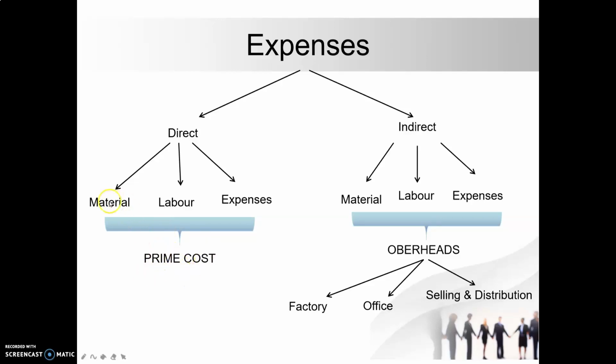Prime cost, which is material, labor and expenses, when we add them, we find the prime cost. Prime cost is completely direct in nature, and the rest are all indirect in nature. We add prime cost, factory cost, office cost and selling and distribution cost to find out the cost of sales.